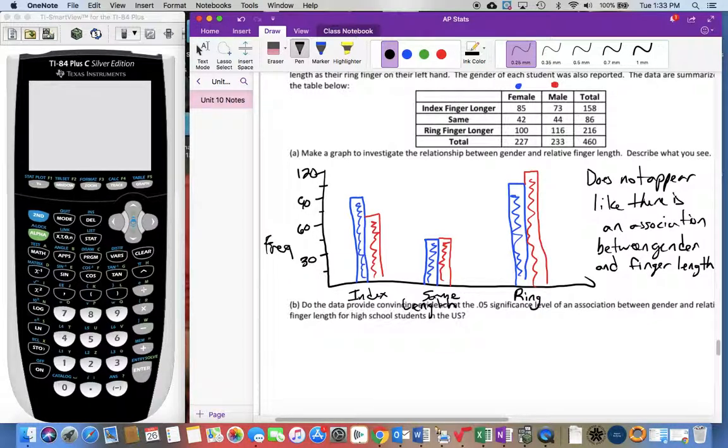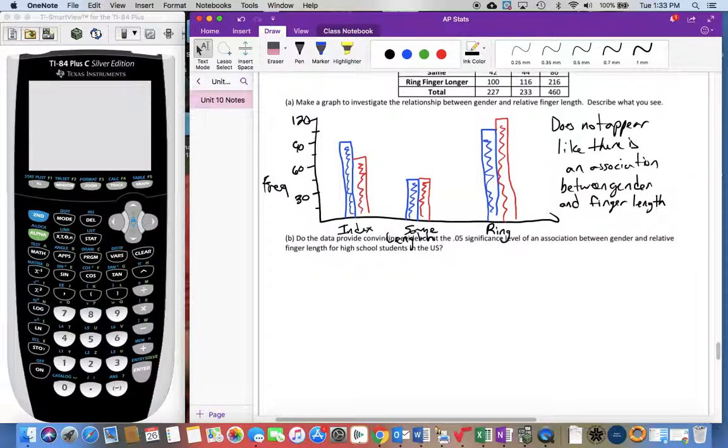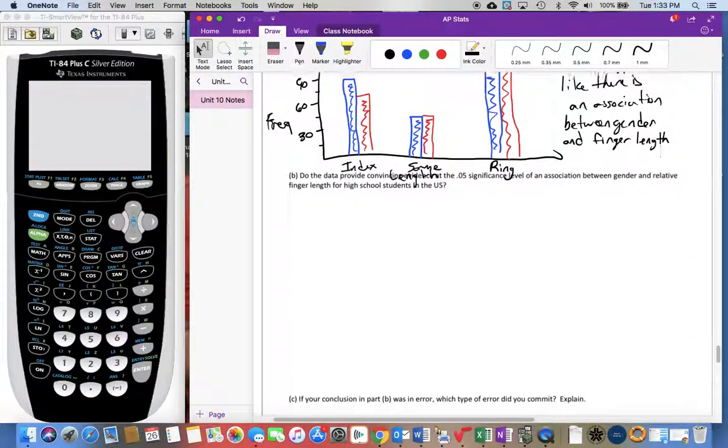If there was going to be an association, what I would expect is that females would maybe be skewed one direction and males would be skewed the other direction, or something along those lines. But to me, it really doesn't look like there's an association between the two. But that's just looking at a graph. So let's get some statistics that can maybe help us with making a more formal decision there.